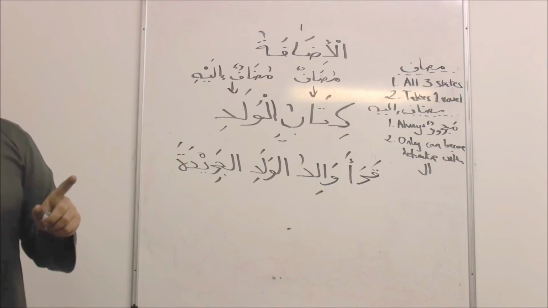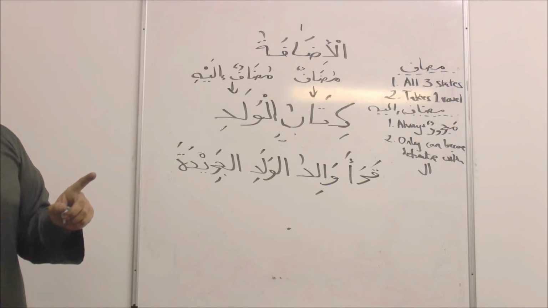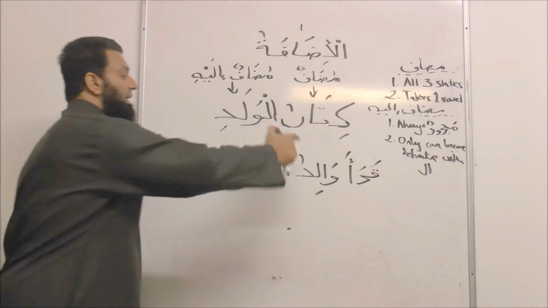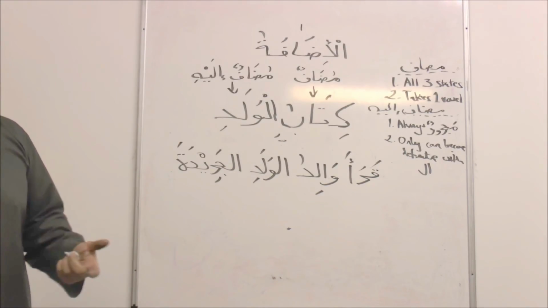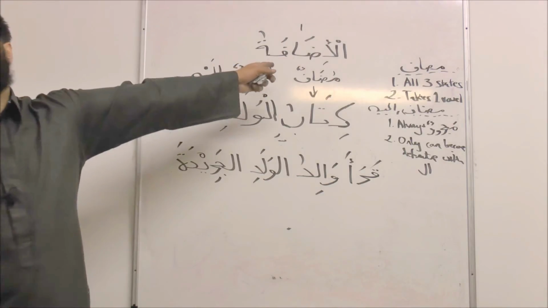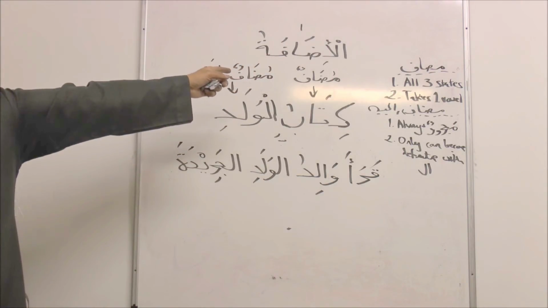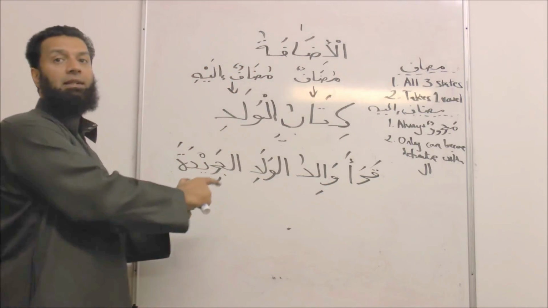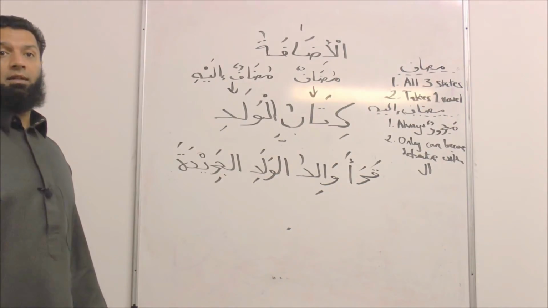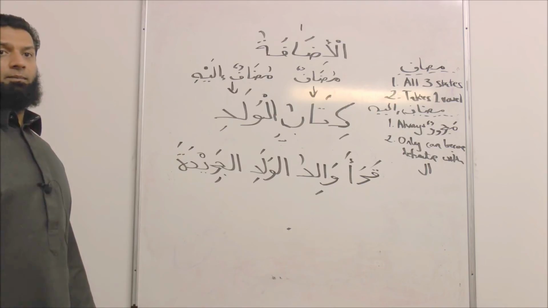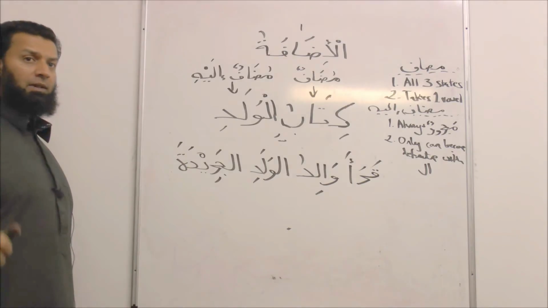Right? This is an example where our fa'ilun, our doer, is an idafatun. That's why I mentioned this example, to illustrate that point. Does everybody understand that? Rajan? You sure? Yeah.